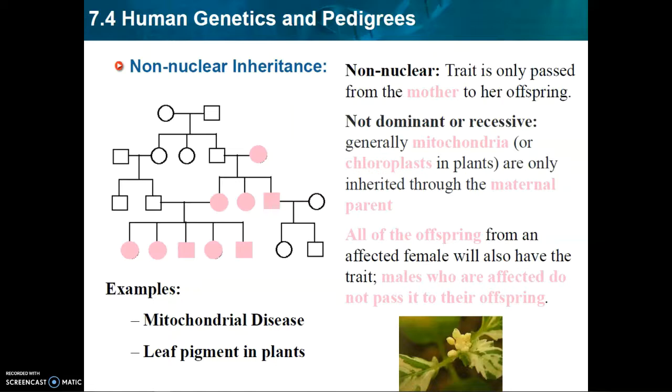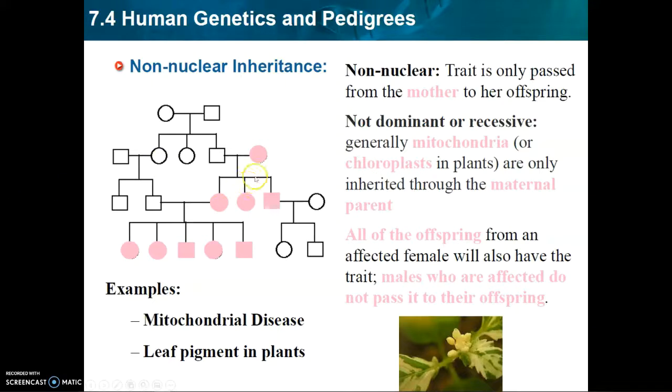We don't really have to call it dominant or recessive because basically you either have the trait because of your mother's mitochondria or you don't have the trait. All of the offspring from a female parent will be affected by this trait. So there is a mitochondrial disease in humans that is only passed down from mother to offspring, and all of her offspring would have it. You also have the leaf pigment gene in chloroplasts of plants that when that is passed down from the mother, all of the offspring have it.